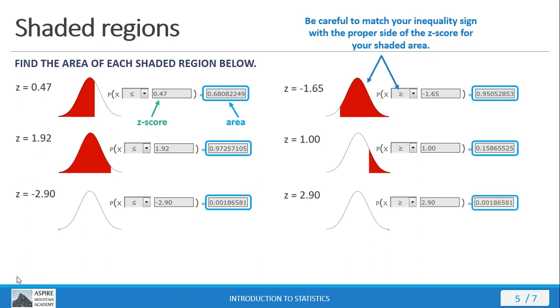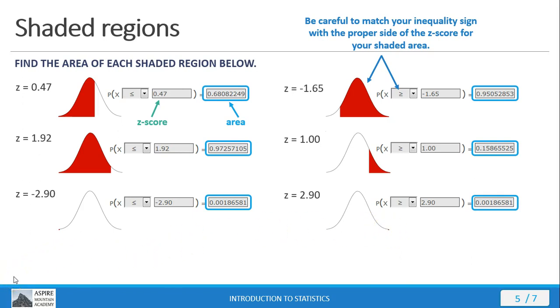Well, I hope you got this really small number right here, 0.00186581, because we can see there's a really small blip here that we're looking at, and that's our area under the curve.